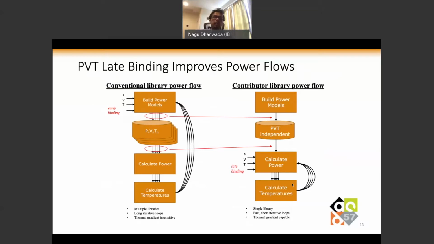Now, a little bit on how this kind of the contributors and hence PVT late binding improves power flows. If you think about it, in a conventional library power flow, characterization is done for every cell at every PVT point of interest, right?